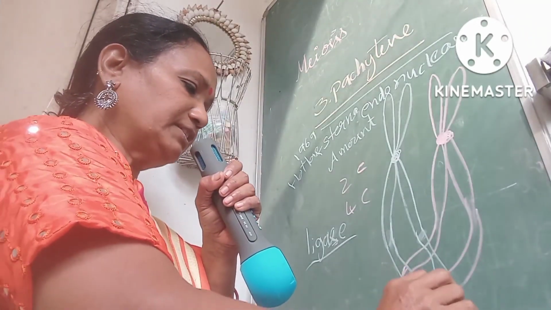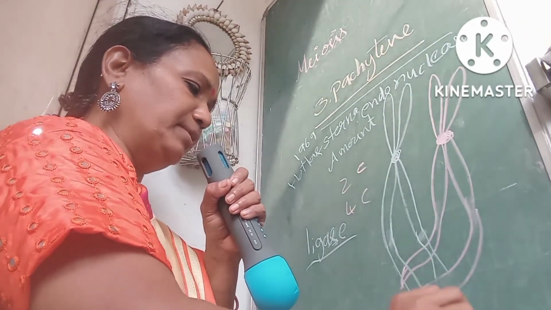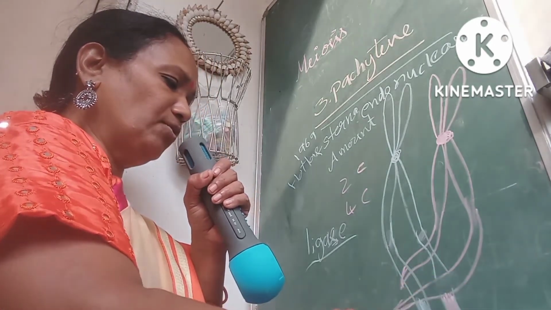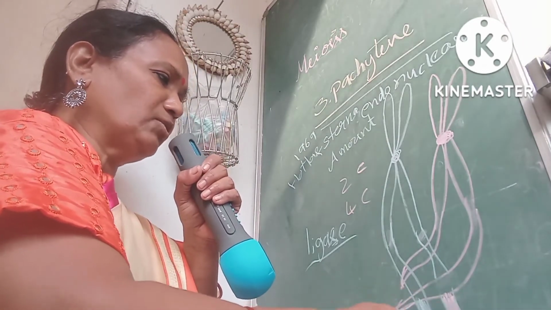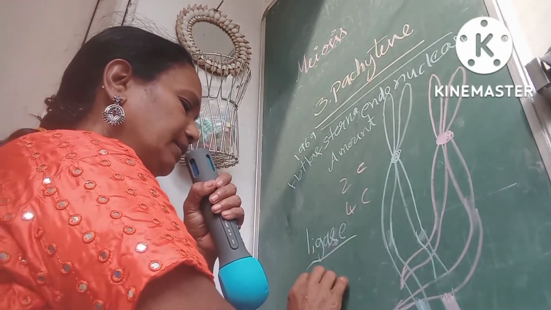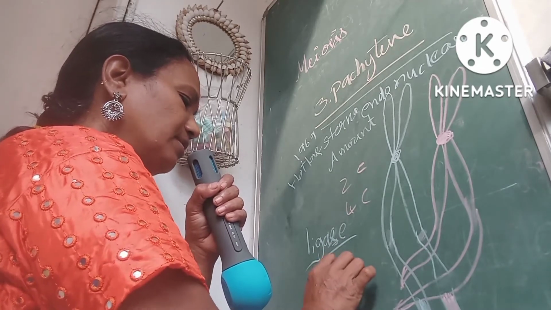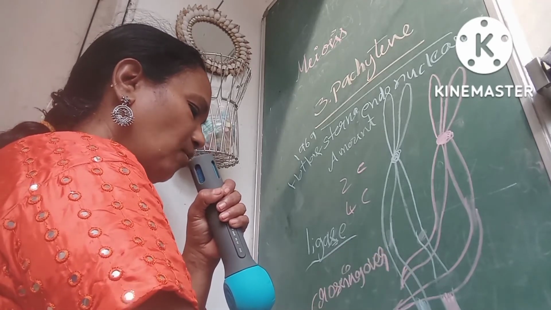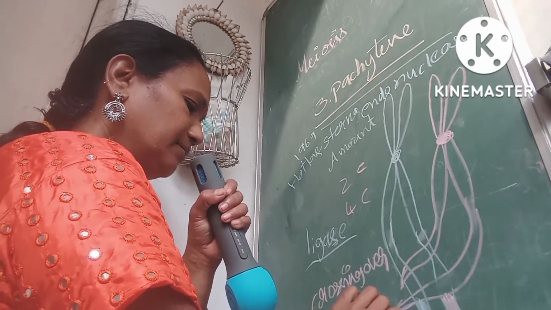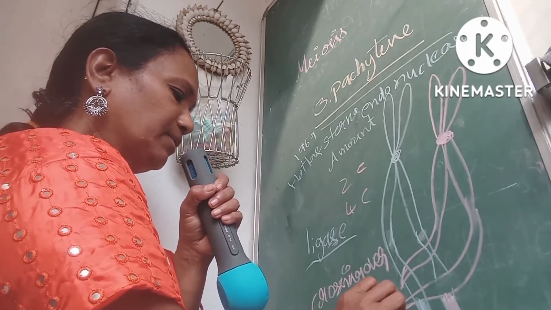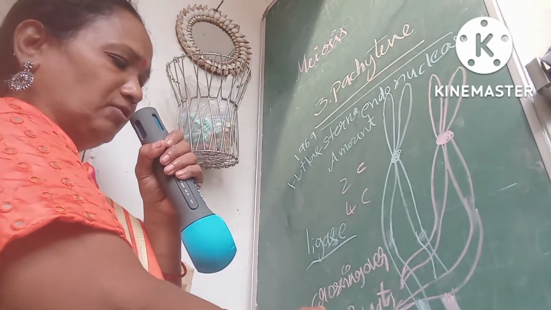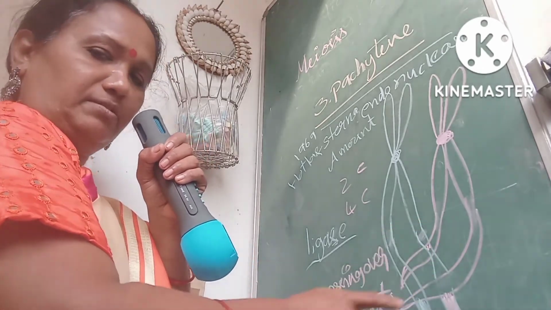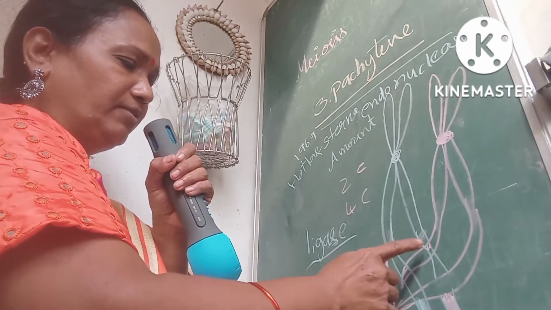The process of inter-exchange of the genetic material between the non-sister chromatids of homologous chromosomes is known as crossing over. This phenomenon is called crossing over, accompanied with the formation of chiasmata. This point where they are attached is known as chiasmata. Chiasmata formation takes place at that point only.